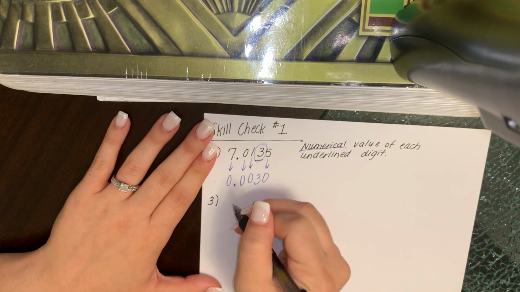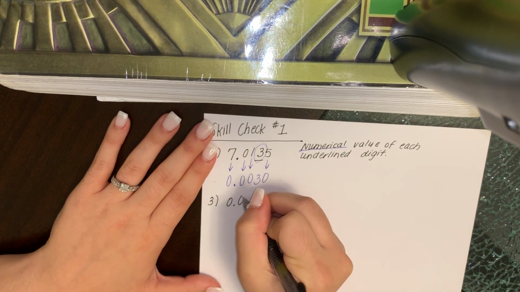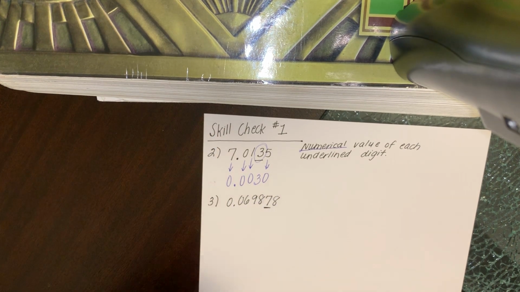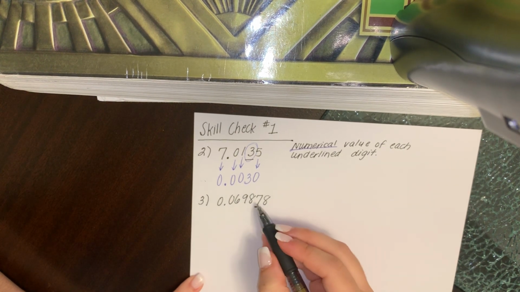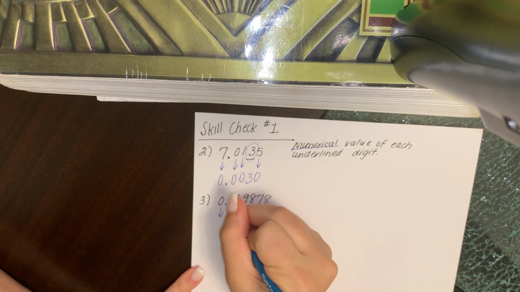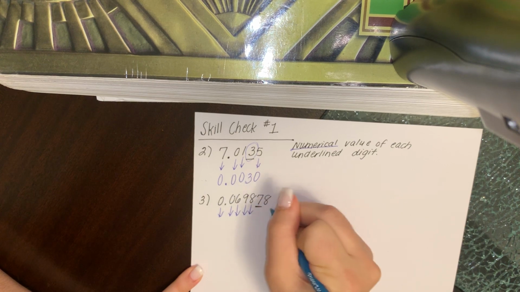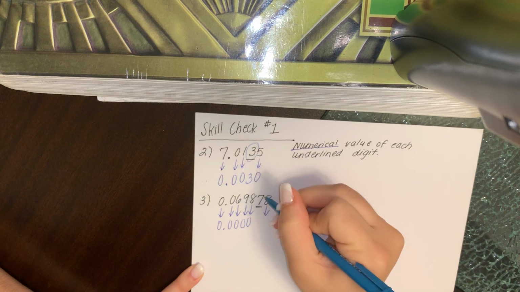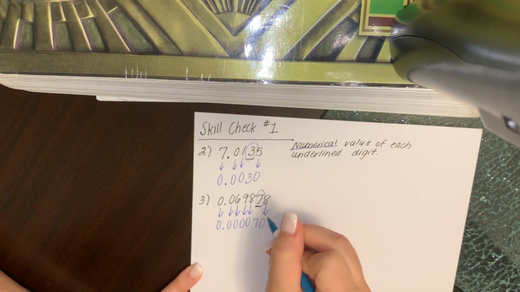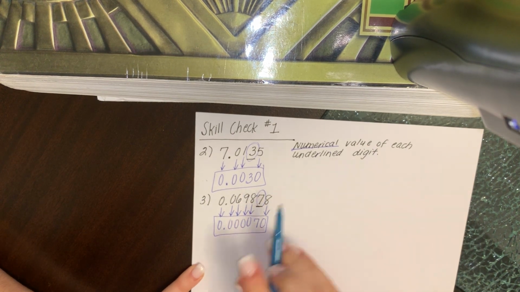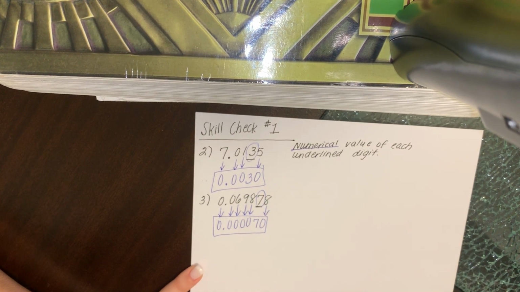Number 3 says 0.069878, and this number is underlined, okay? So what I need to do is write it numerically, meaning all of the other numbers are going to become or stay zeros. So 0.0000, that number 7 is going to stay as a 7 and 0. So that's how I write a numerical value for each underlined digit.